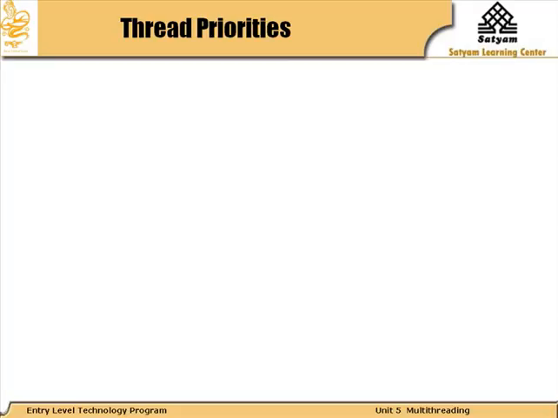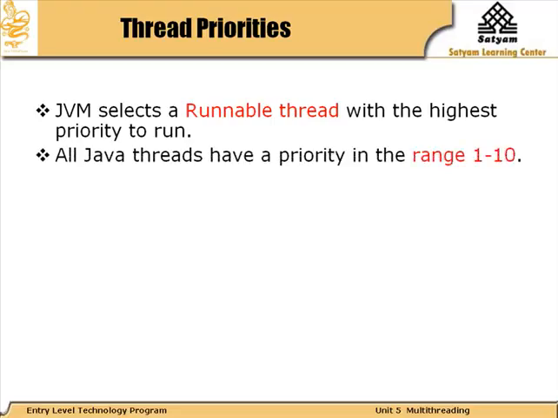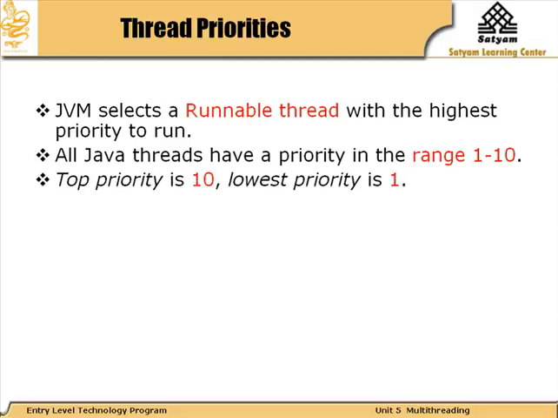Thread priorities. You might have already learned about process priorities. Let me tell you, threads also have priorities. The JVM selects a runnable thread with the highest priority to run. All Java threads have a priority in the range 1 to 10, the top priority being 10 and the lowest being 1.